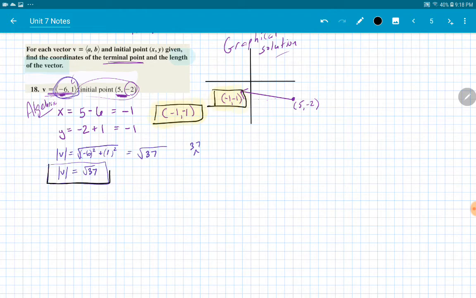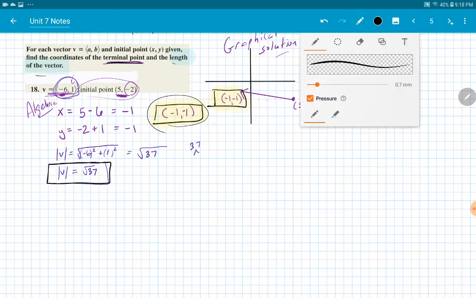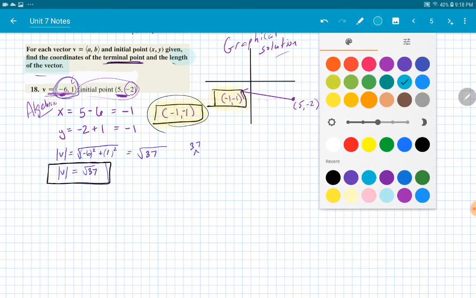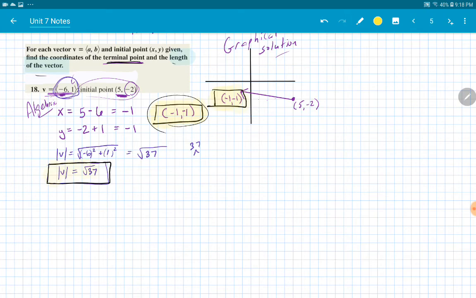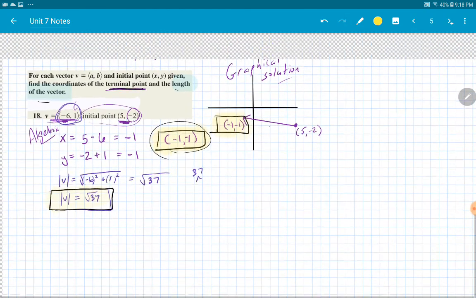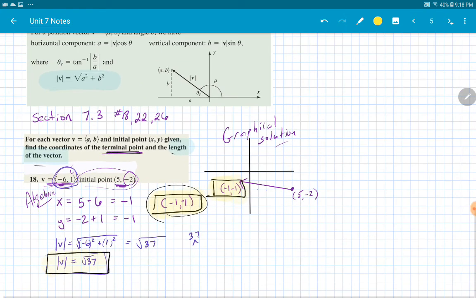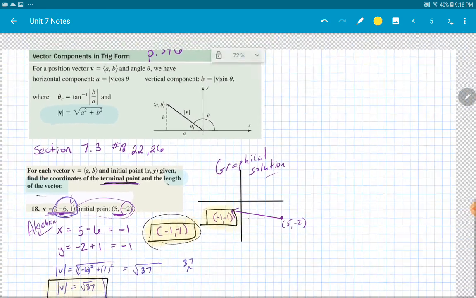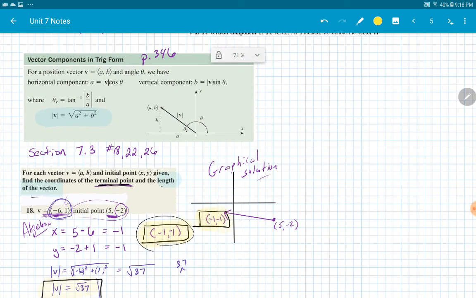So I have the terminal point right here and the length of the vector right here. So that is number 18, and I'll do number 22 and 26 in the next recording.